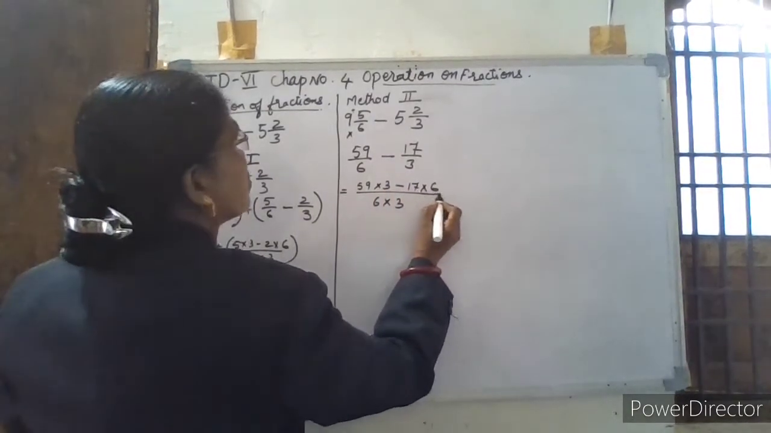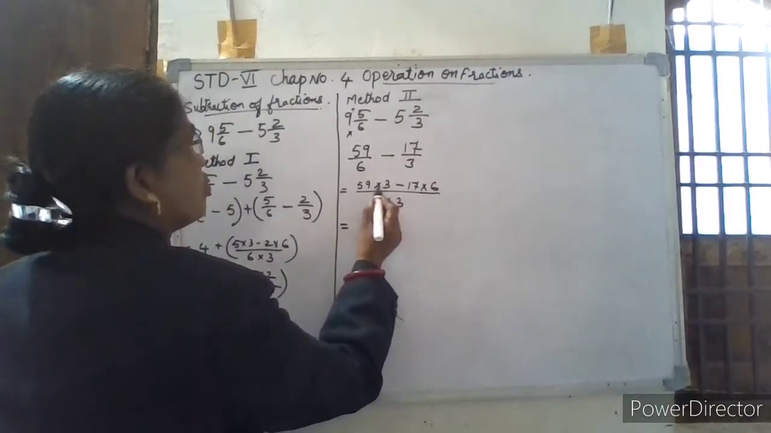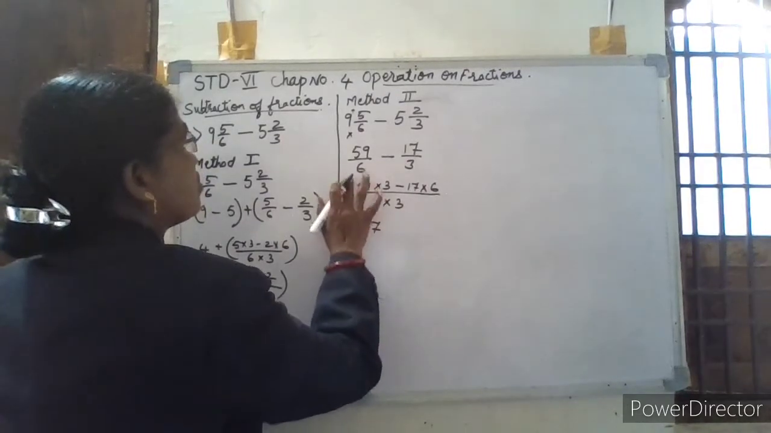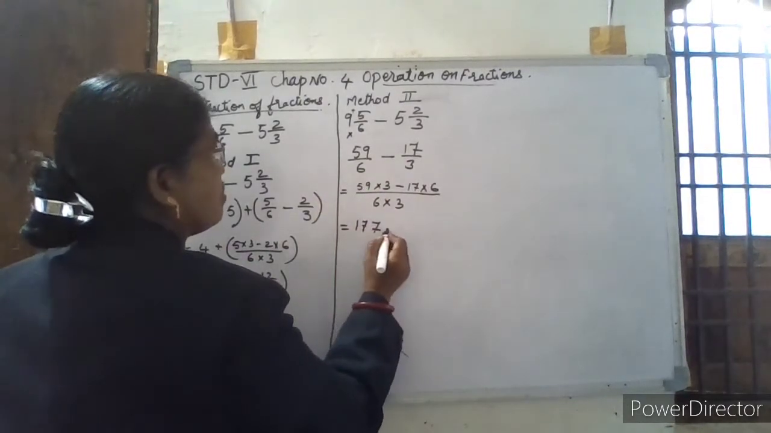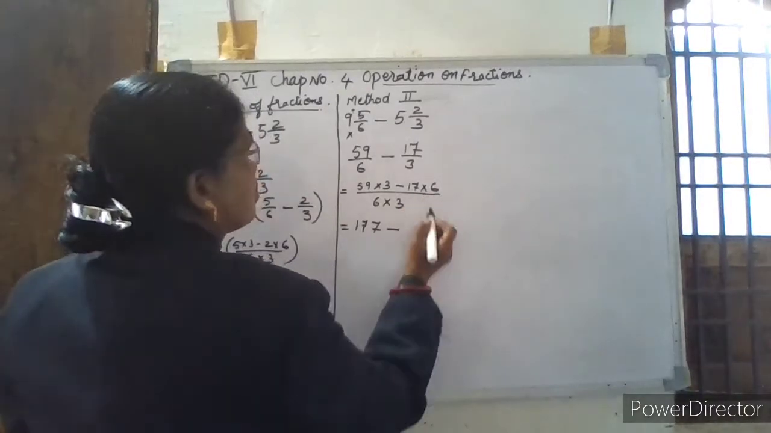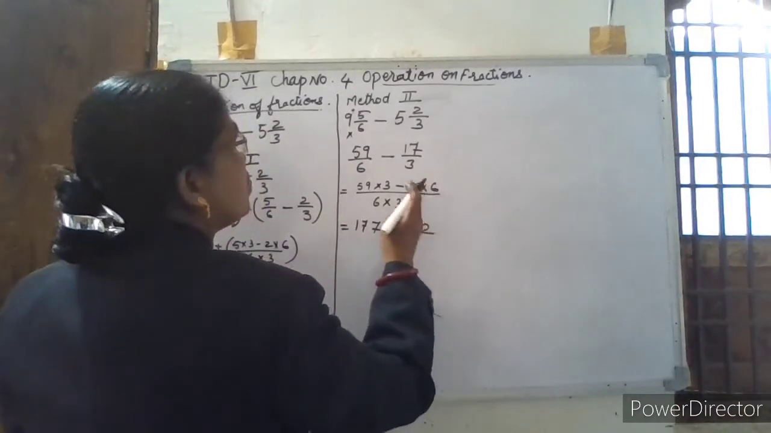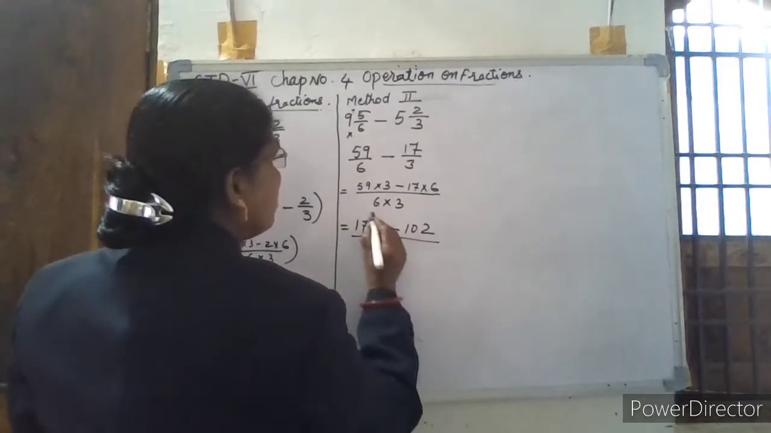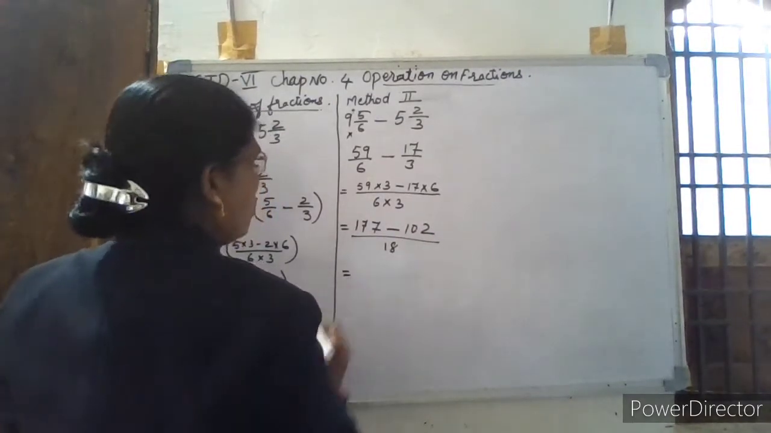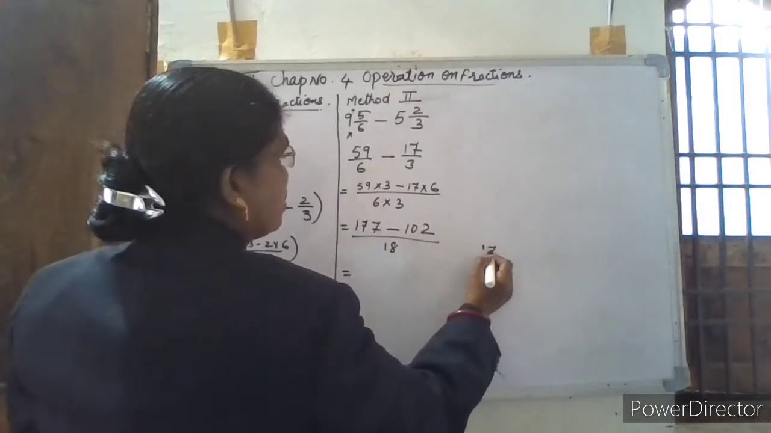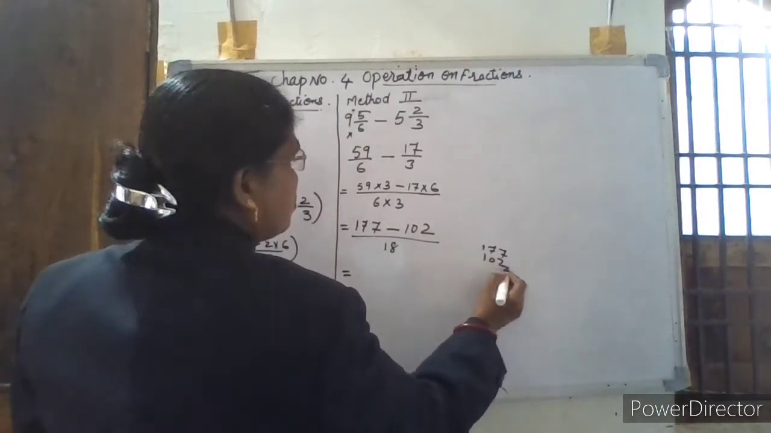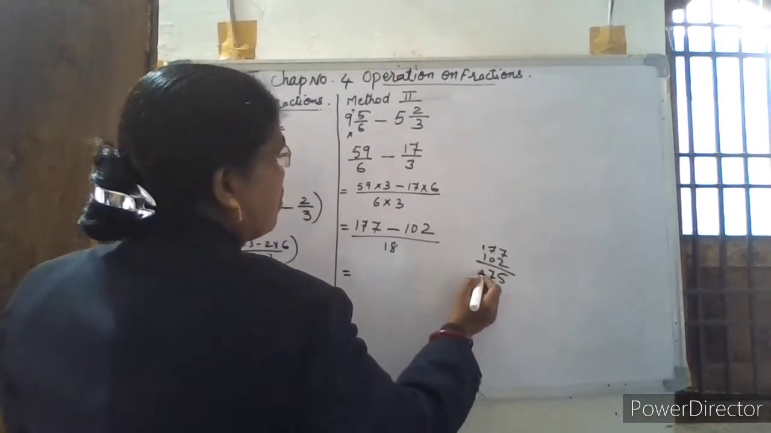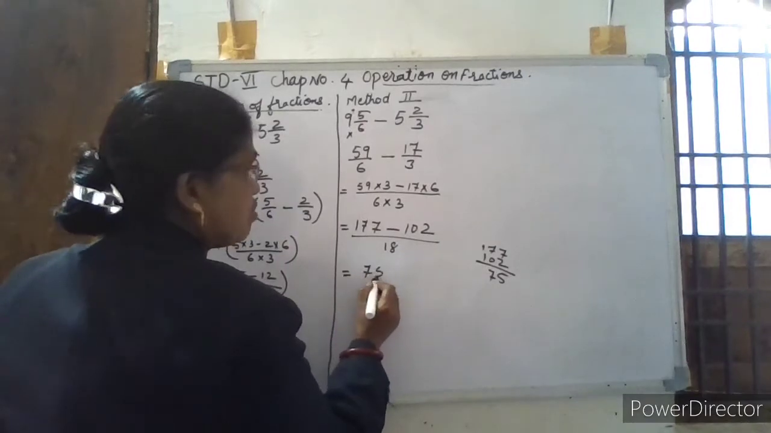So this is equal to 3 9s are 27, carry 2, 3 5 is 15, 17, 177 minus 6 7 are 42, carry 4, 6 1 6, 10, 102 by 6 3 is 18. Now subtract this, 177 minus 102. 7 minus 2 is 5, 7 minus 0 is 7, 1 minus 1 is 0. So we got 75 by 18.